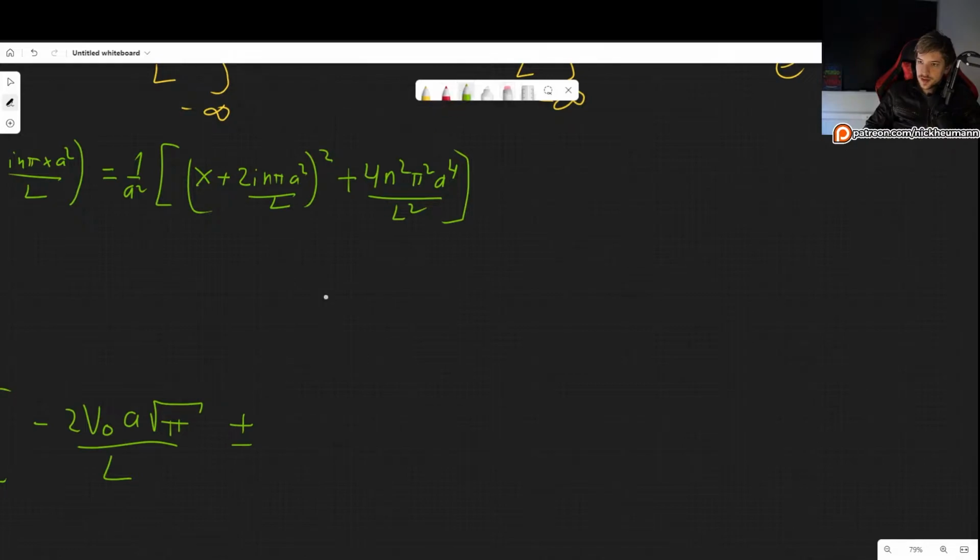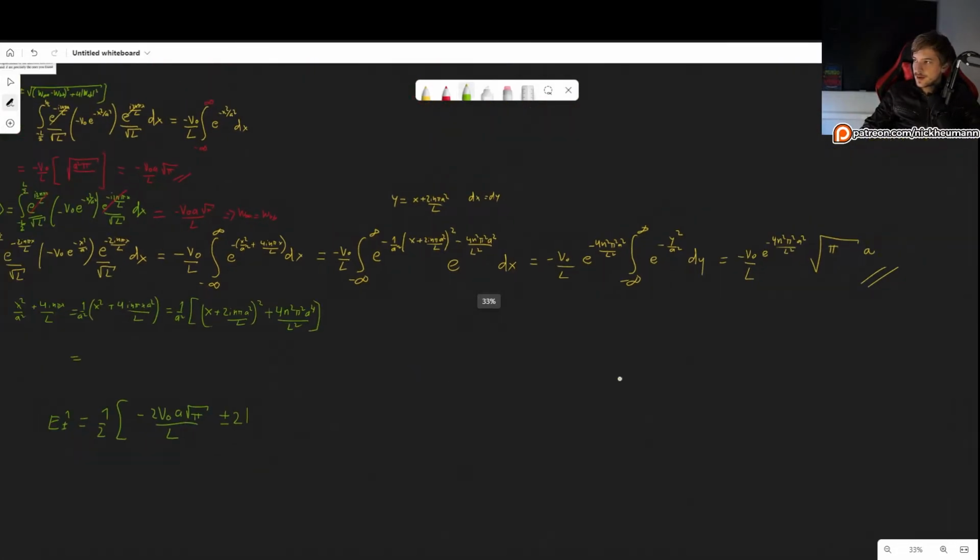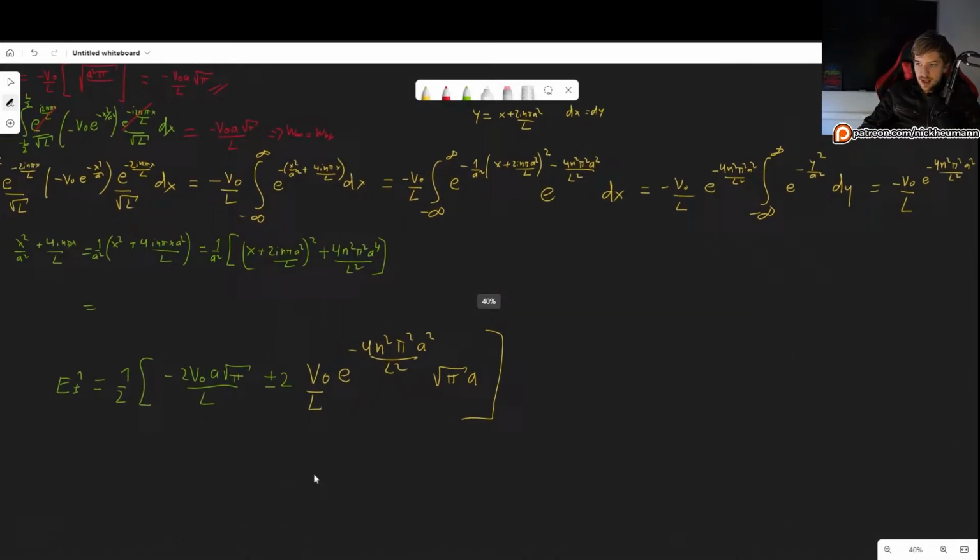So we get plus or minus 2 times the modulus of WAB, which is that thing right there. So the modulus means that this minus goes away. So we get V0 over L e to the minus 4n squared pi squared a squared divided by L squared, and then times square root of pi a. And there we have it.